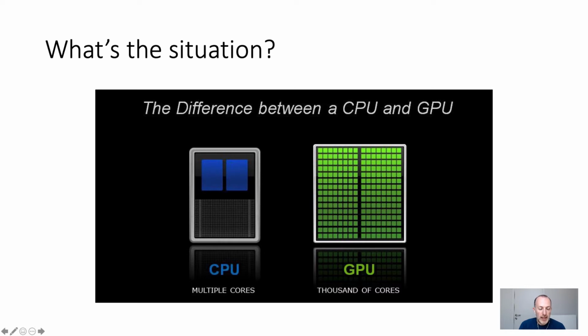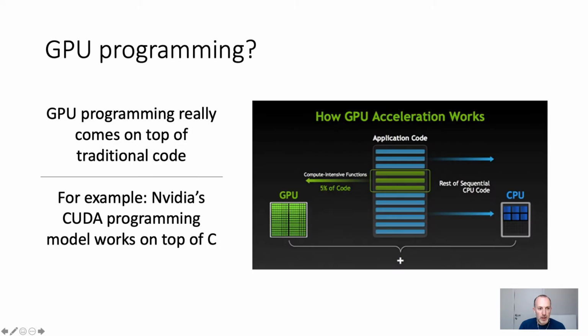GPU programming is about exploiting these many cores for very intense computations. Now, GPU programming is not a completely different programming model. It is actually a programming model that is interleaved in the regular traditional code. For example, NVIDIA's CUDA programming model works on top of C, C++, and Python. We're today focusing on C programs that are augmented with CUDA code.